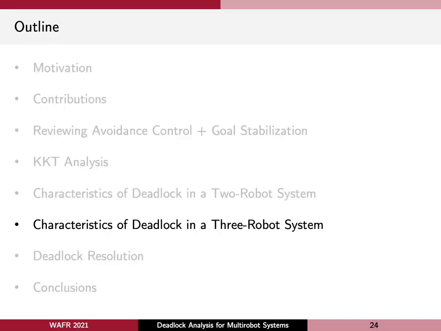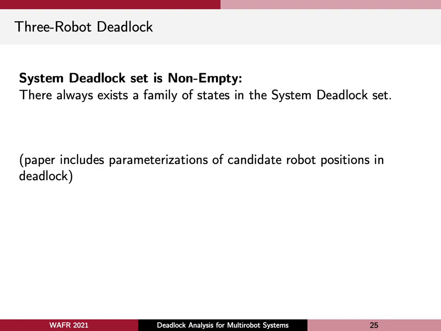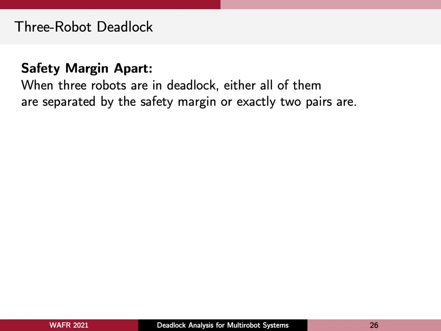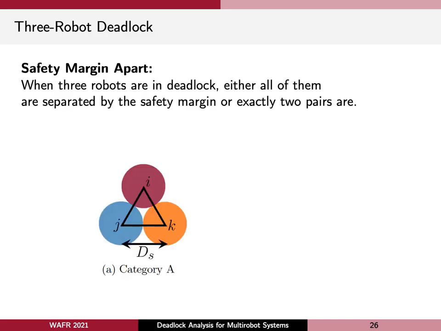Similarly, we consider 3 robots. Again, for 3 robots, the system deadlock set is non-empty. I have a more detailed result in the paper, but I just want to convey the idea here that there is a set of candidate states that satisfy the definition of system deadlock for 3 robots. Now, there are a total of 2 categories of geometric configurations possible. In category A, all robots are grazing each other, meaning that each robot is exactly separated by the safety margin from every other robot, while in category B, only 2 pairs are grazing each other.